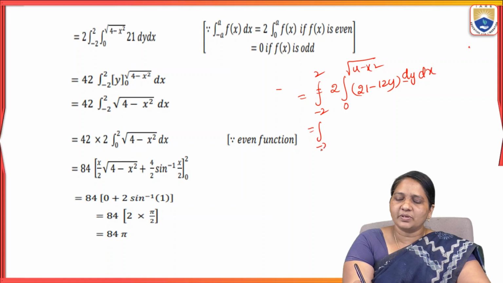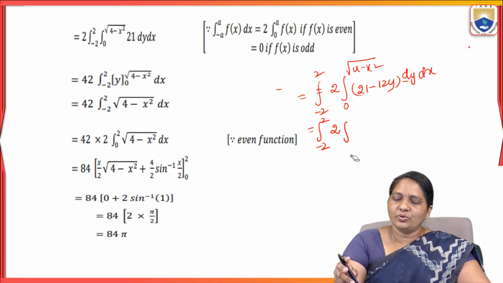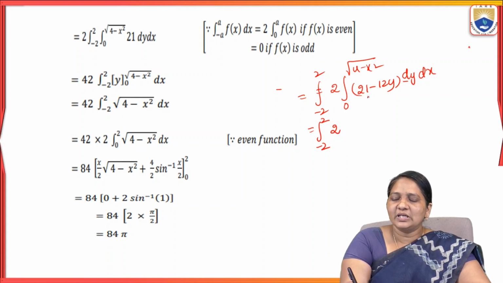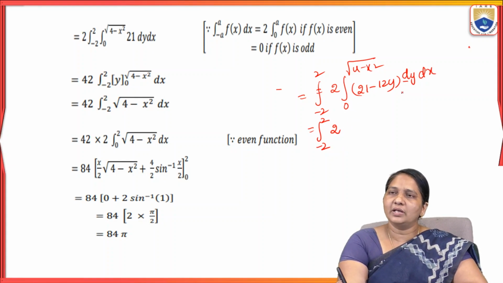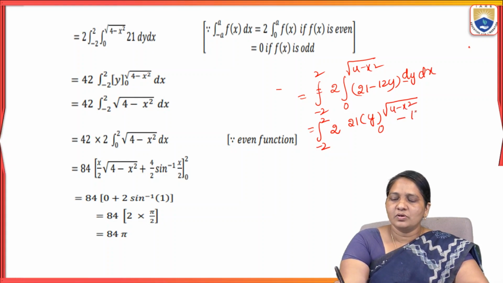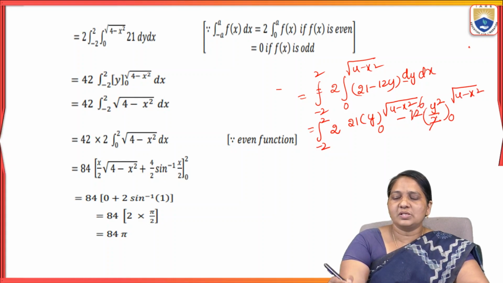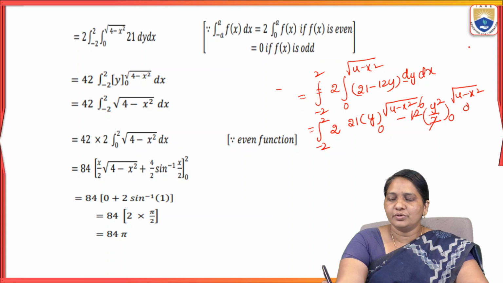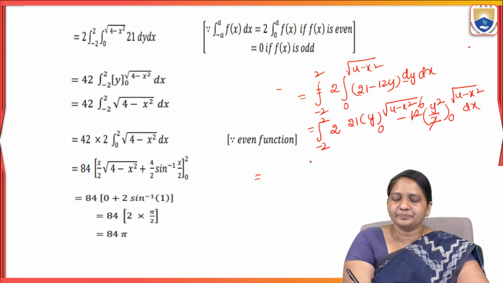First we will simplify with respect to y. So minus 2 to 2 integral. First we are doing with respect to y, right? So 21 into dy, integral dy. 21 integral dy is y, with limits 0 to square root of 4 minus x square, minus 12 times integral y dy, which is y square by 2, with limits 0 to square root of 4 minus x square, 2 sixes are 12, into dx.